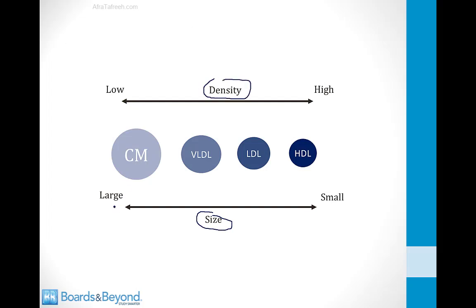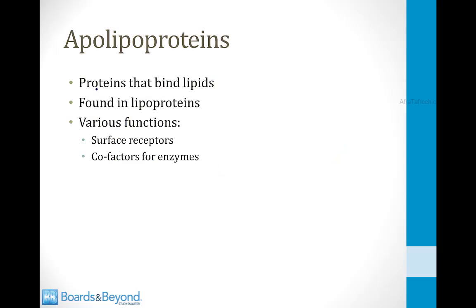The different types of lipoproteins vary in both their size and their density. So the chylomicrons are the largest lipoproteins and the HDL particles are the smallest. On the other hand, in terms of density, the HDL particles are the most dense. That's why they're called high density lipoproteins. And chylomicrons are the least dense of all the lipoproteins. Apolipoproteins are proteins that can bind to lipids, and they're found in the lipoprotein particles, and they serve various functions that we'll talk about in this module, including functioning as surface receptors so that those lipoproteins will be taken up by cells, and also as cofactors for certain enzymes.